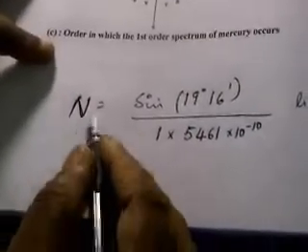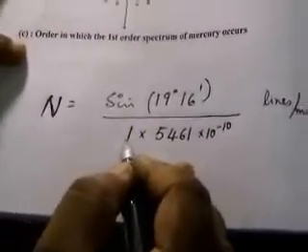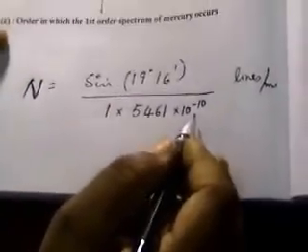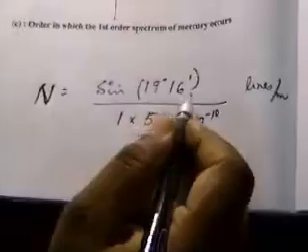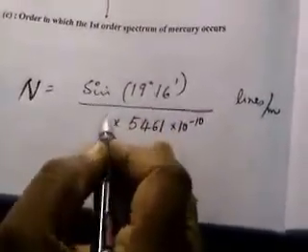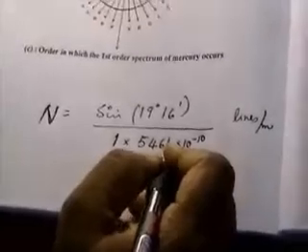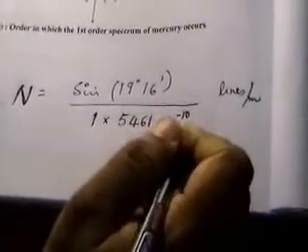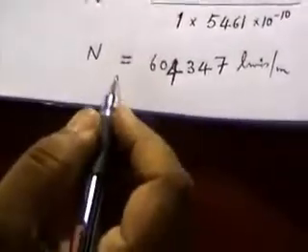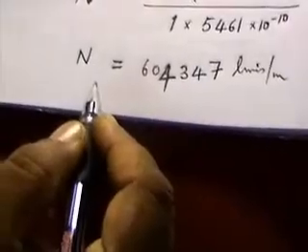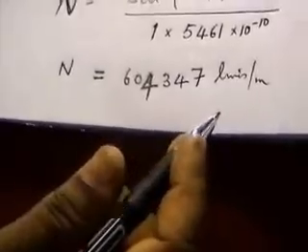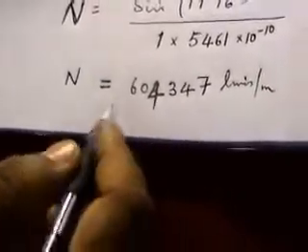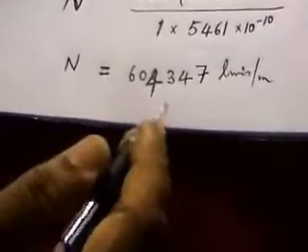Now we can calculate N as sin theta divided by small n into lambda of green. So we have sin 19 degrees 16 minutes divided by order of diffraction, which is 1, into 5461 into 10 power minus 10, and the number of lines can be calculated as 604347 lines per meter. Using this, now we can calculate lambda for different colors.